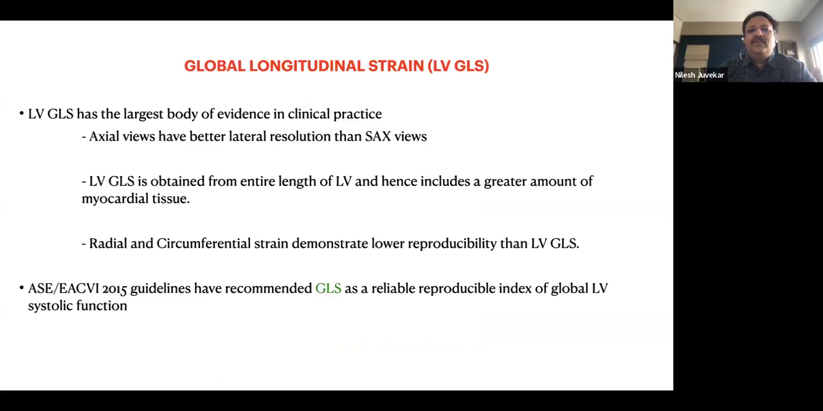Because the global longitudinal strain has gained importance in recent times, I'll be discussing the GLS in a little more detail. It has the largest body of evidence in clinical practice, mainly because the long axis views have better lateral resolution than the short axis view. Then it is obtained from the entire length of the left ventricle, and hence it includes a greater amount of the myocardial tissue. The radial and circumferential strains have been demonstrated to have lower reproducibility than the LV-GLS. Hence the ASE-EACVI 2015 guidelines have recommended GLS as a reliable, reproducible index of global LV systolic function.